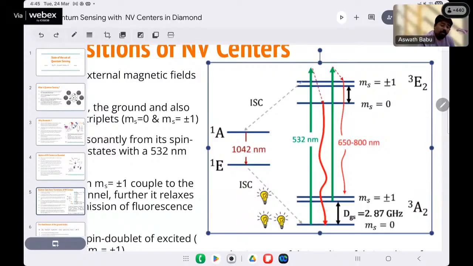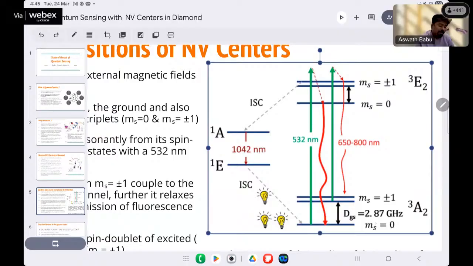So there is an individual transition in the ground state itself whenever the hyperfine splitting happens. Similarly, the excited state is also going to have hyperfine splitting, where the separation is more or less very close to whatever ground state we are having here.